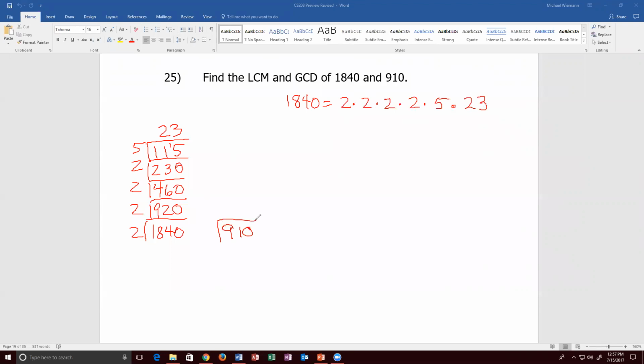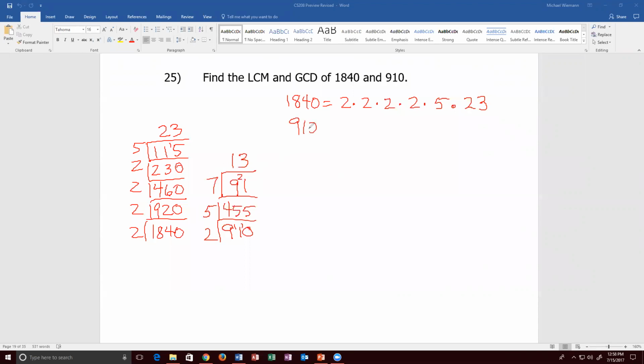It's even, so it's divisible by 2. 2 goes into 9 4 times. 2 goes into 11 5 times. And 2 goes into 10 5 times. So I'm at 455. It ends in 5, so it's divisible by 5. 5 goes into 45 9 times. 5 goes into 5 once. And let's see, I believe 7 is going to work here. 7 goes into 9 once. 7 goes into 21 3 times. So I end up with a 2, a 5, a 7, and a 13.